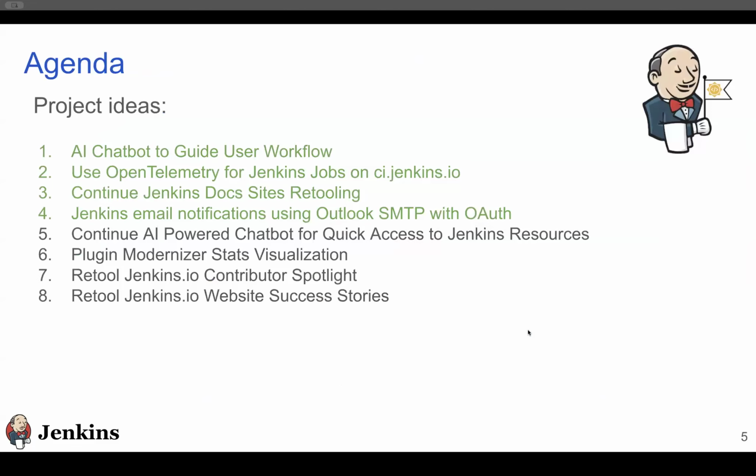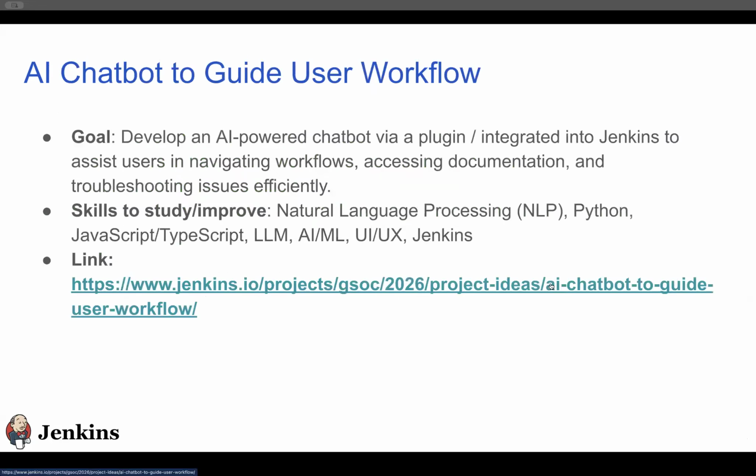For today, we have four main topics. Out of the eight project ideas that we have listed on the official site, we are going to cover the first four, which include the AI chatbot to guide user workflow, using OpenTelemetry for Jenkins jobs, continuing the Jenkins doc-as-code tooling, and Jenkins email notification using Outlook SMTP. We'll kickstart with the first project idea, the AI chatbot to guide user workflow. Maybe Chris, if you want to take this up first.